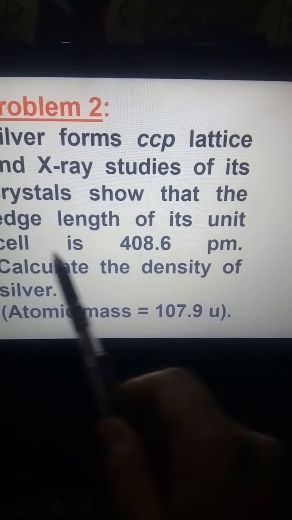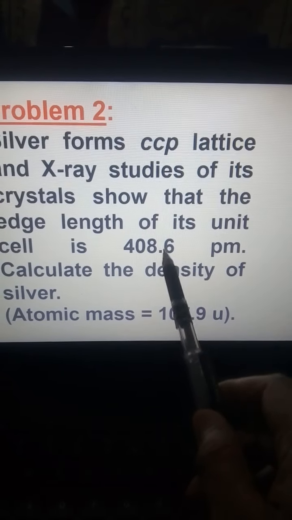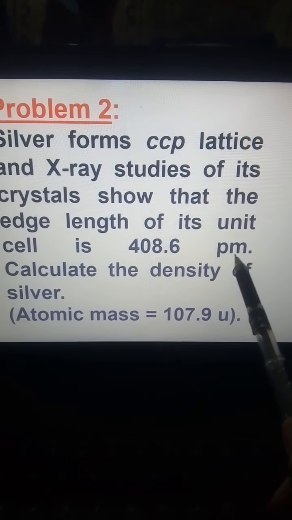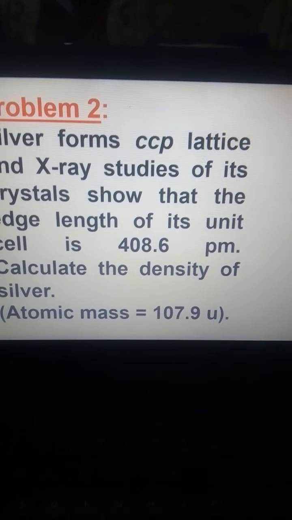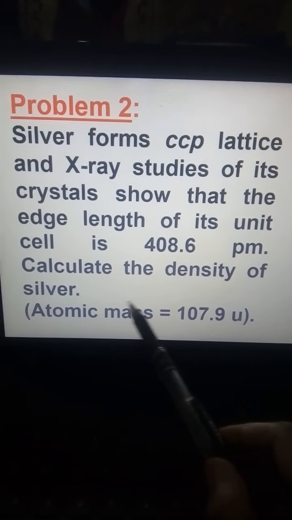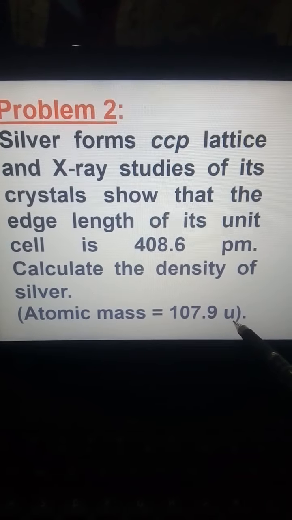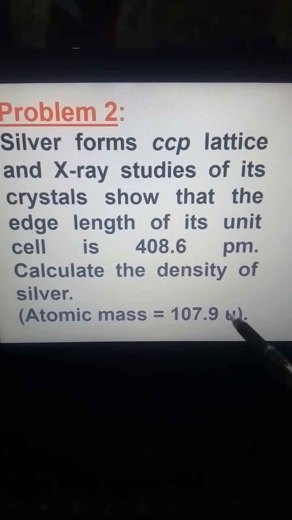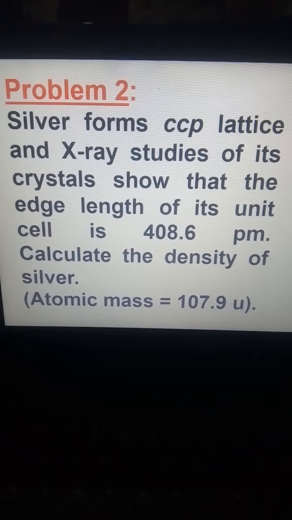Next, the edge length of its unit cell is given as 408.6 picometer. That picometer we can convert to centimeter, so that will be 408.6 into 10 to the power minus 10 centimeter. Now we have to calculate the density of silver. Atomic mass of silver is given as 107.9 U, that means its molar mass will be equal to 107.9 gram per mole. This way, first we have to understand the problem.